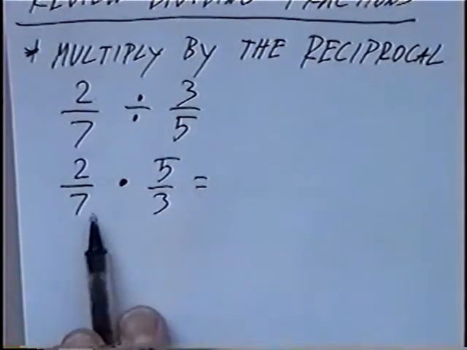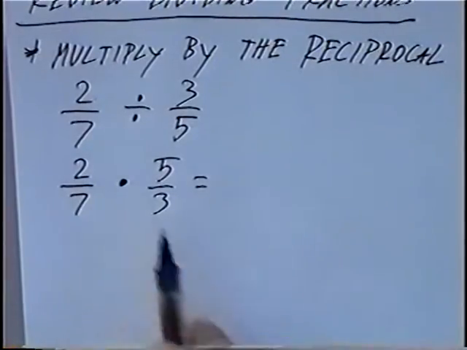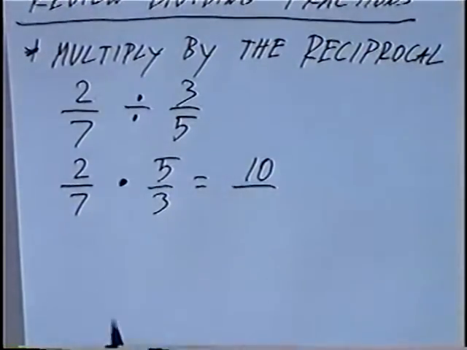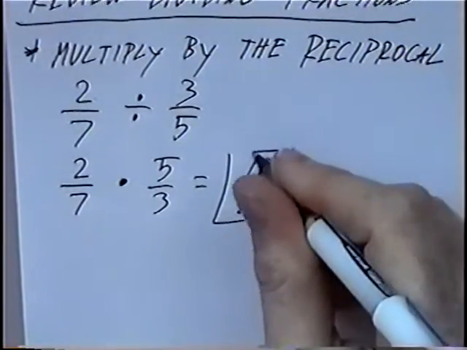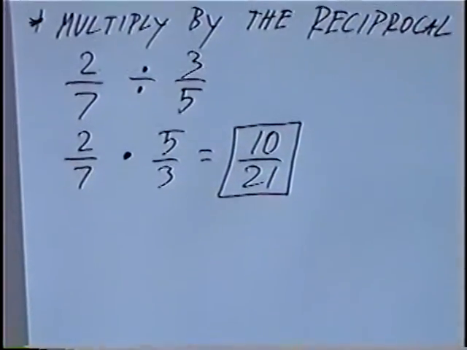And multiplying, we can multiply straight across. 2 times 5 would be 10. And 7 times 3 would be 21. So our final answer, 10 over 21.